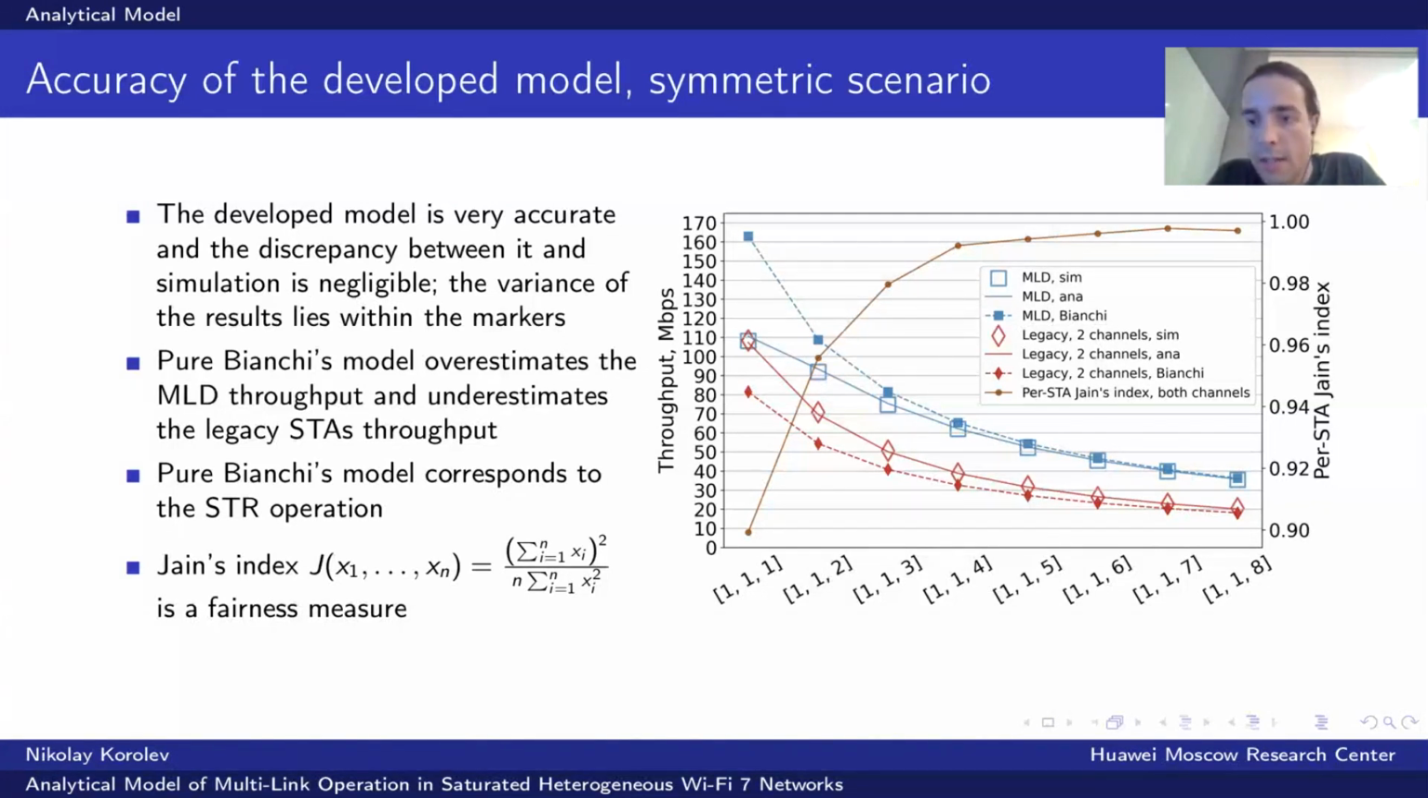Okay, in the rightmost case with 118, we have an almost ideal situation in terms of fairness. It means that in each channel, each station takes almost the same amount of resources. But in the case of 111, we see that the throughput of the MLD is the same as of legacy stations. So it means that the station affiliated with the MLD in, for example, channel 1 gets twice lower throughput than the legacy station in the same channel. So that is why we see here a lower Jain's index.